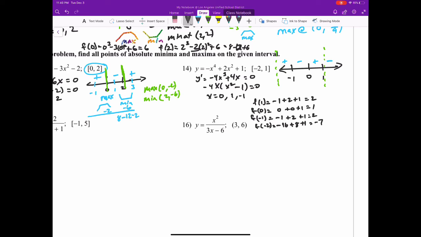So we can see that given all these possibilities, the max values are going to be at 2, and our minimum is going to be at negative 7. So this is our min, our max, and our max. And we can have more than one absolute max with the same number, they just happen at 2 different places.